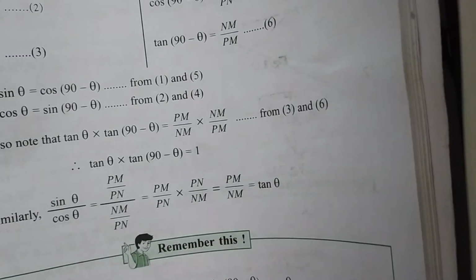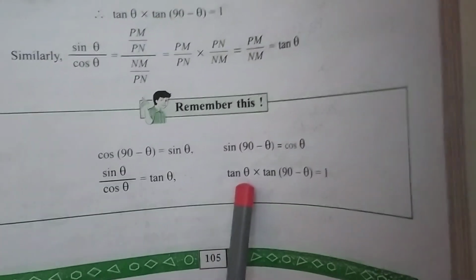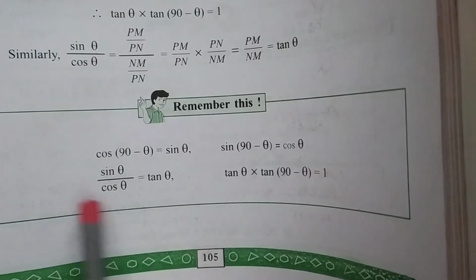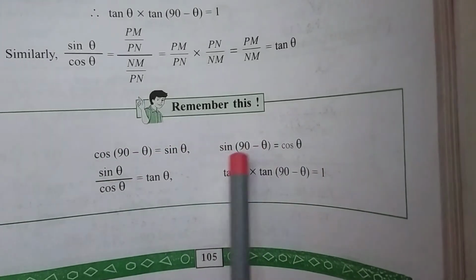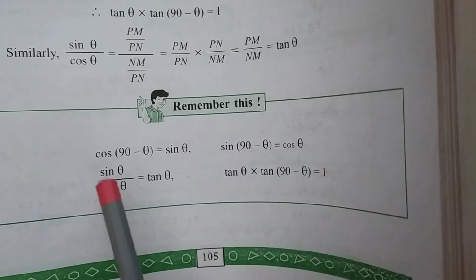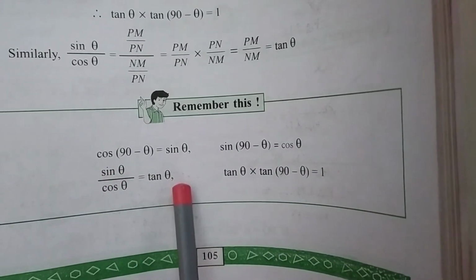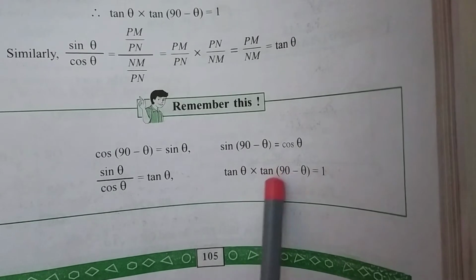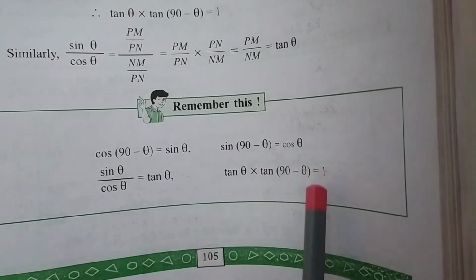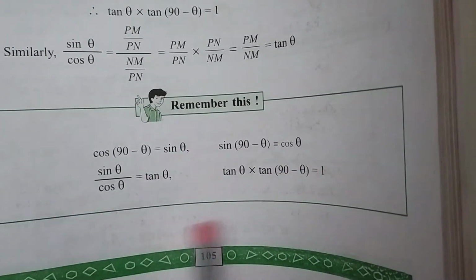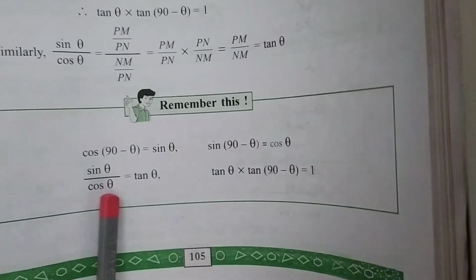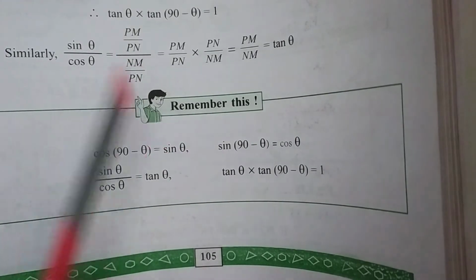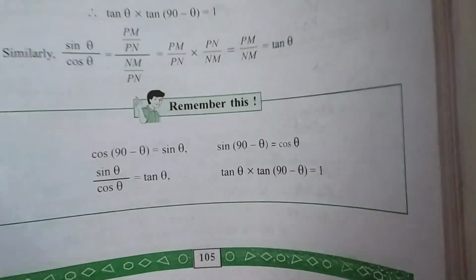Okay. So remember this which is there in your box. These are the things which you need to learn. Sin theta equal to cos 90 minus theta. Sin 90 minus theta is cos theta. Sin theta by cos theta is tan theta. And tan theta into tan 90 minus theta equal to 1. Now, when you write in your classwork, you need to write only this. Remember this part. But how did we get this is what I explained previously. Okay. So I hope children that is clear to you.